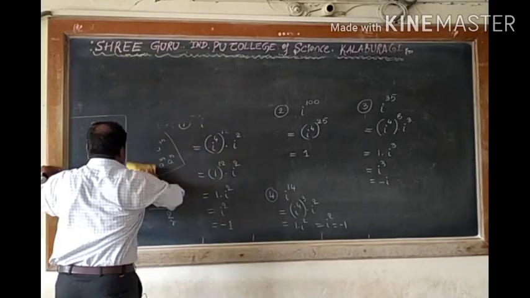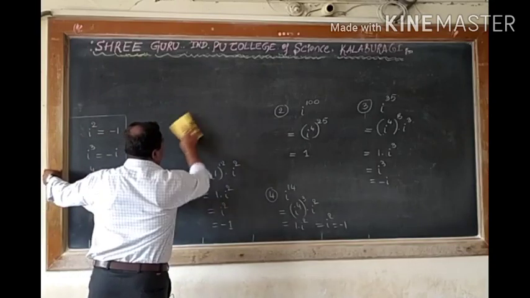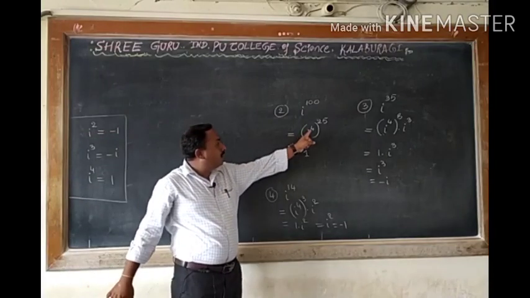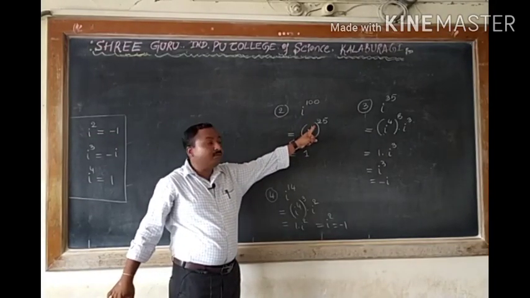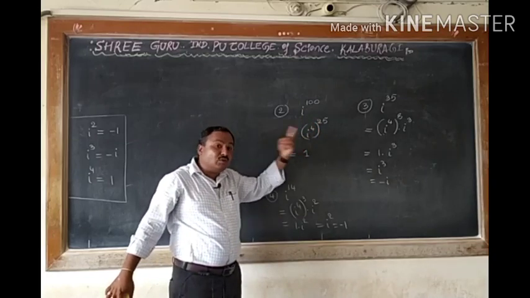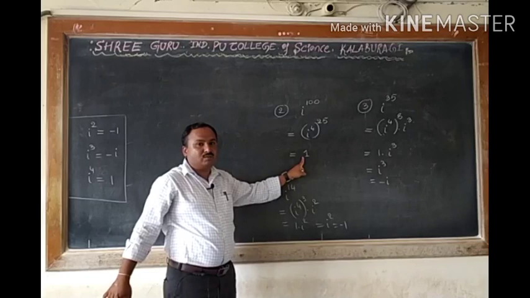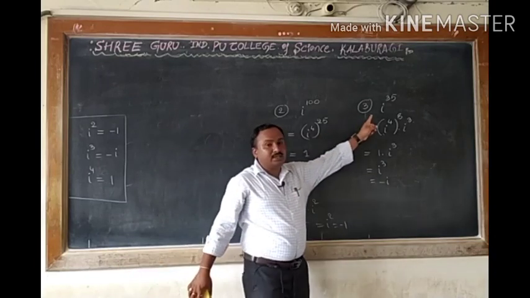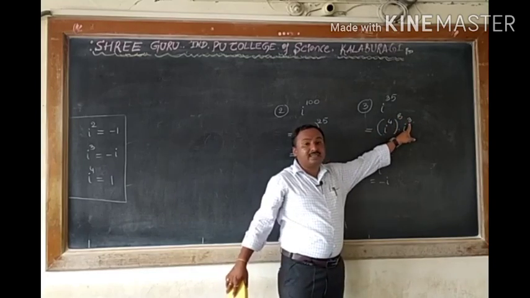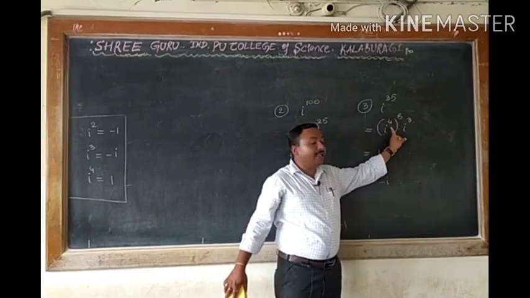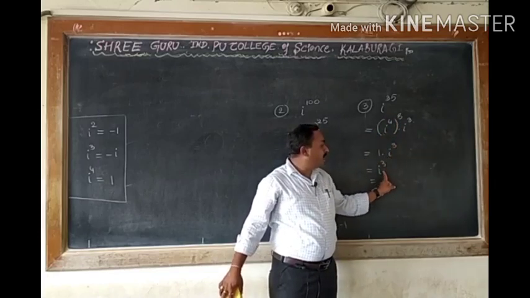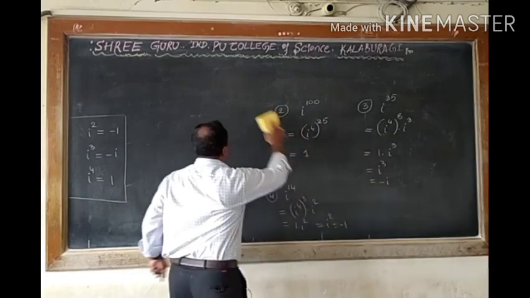Next, i power 100, that is i power 4 whole to the power 25, because 4 into 25 is 100. Round the number, there is no remainder, so the value is 1. Next, i power 35: divided by 4, 4 eights are 32, plus remaining 3. Here i power 4 is always 1, and 1 to the power any number is 1. So 1 into i cube, the value is minus i.